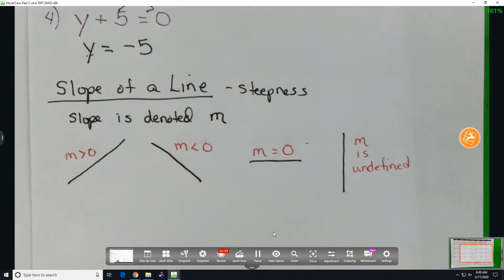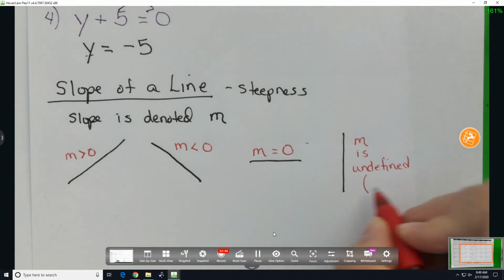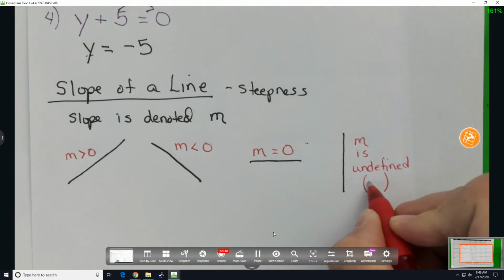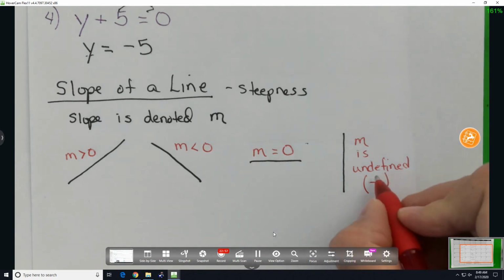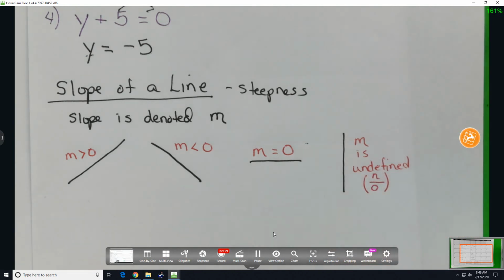We're going to have a definition of slope as a fraction in a moment. So let me go ahead and make a note. When is a fraction undefined? When there's a 0 on the bottom, so a number over 0. Okay, so if you have a number over 0, in a moment we're going to give you a little slope formula. That's when you have undefined.